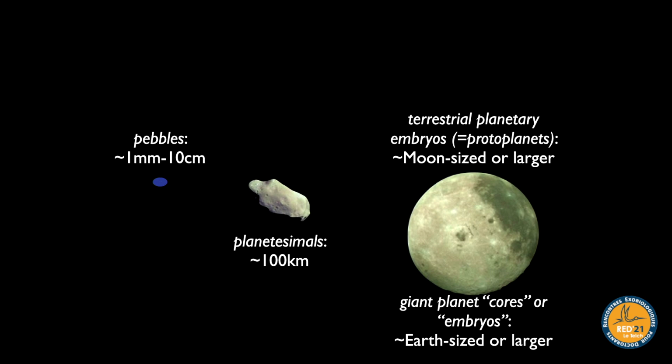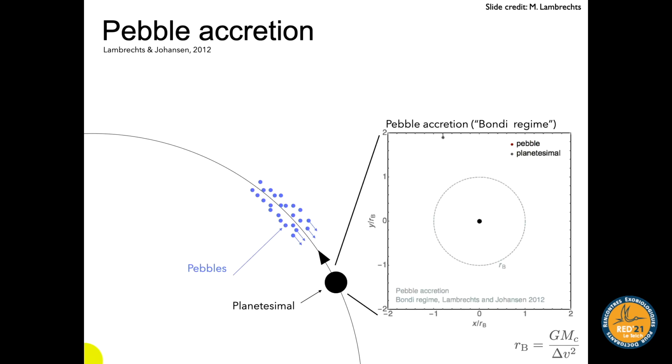Looking back at our cast of characters, we've got pebbles and planetesimals. Now what happens when pebbles and planetesimals are together at the same time? That's going to lead us to forming even larger things, and that'll lead to a process called pebble accretion. Here the idea, in a simple cartoon again, is that the black dot is a large planetesimal that has formed, and the blue things are pebbles.